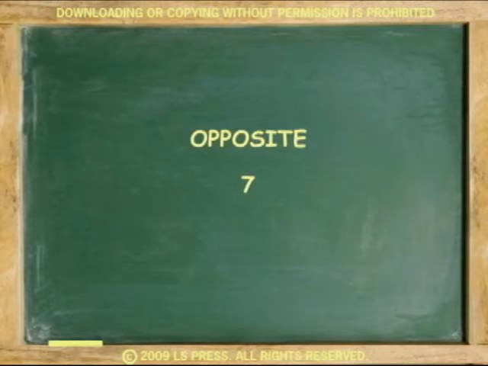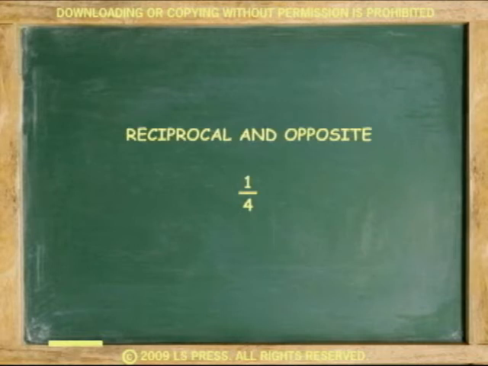The opposite of a number is the number with the sign changed. The opposite of 4 is negative 4. The opposite of negative 1 over 5 is positive 1 over 5. Therefore, the reciprocal and opposite of 1 over 4 is negative 4 over 1, or negative 4.